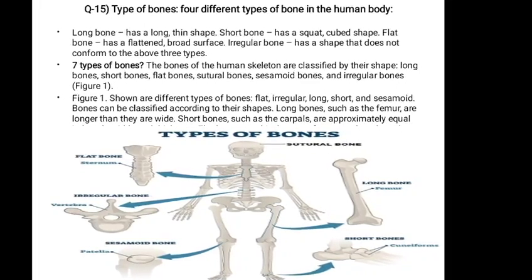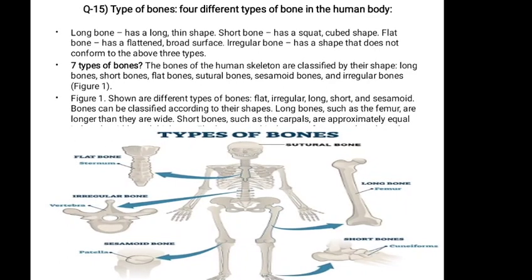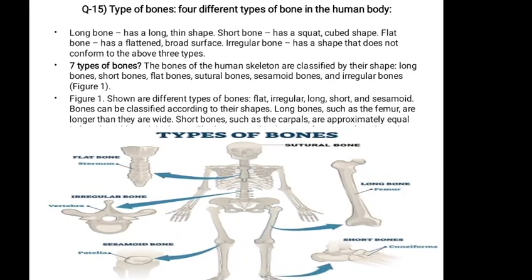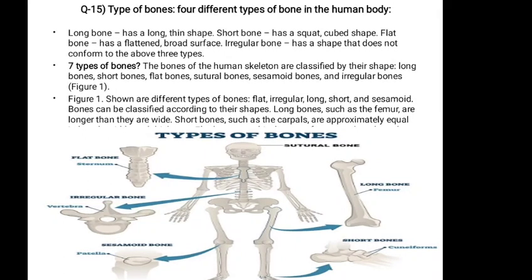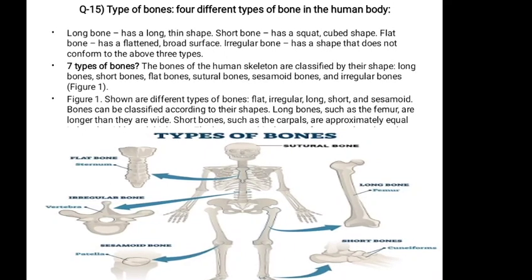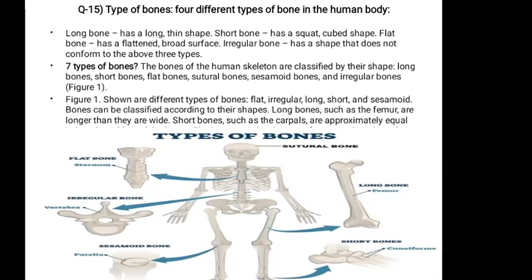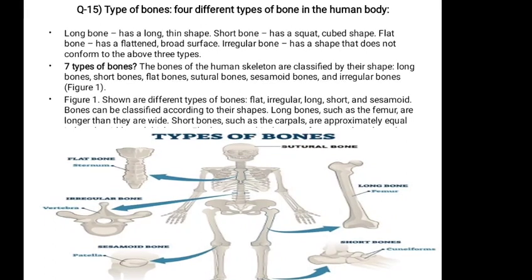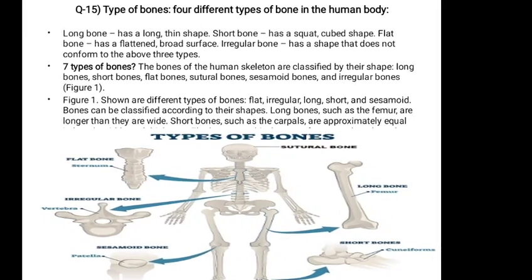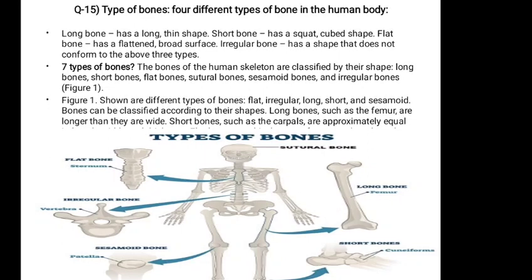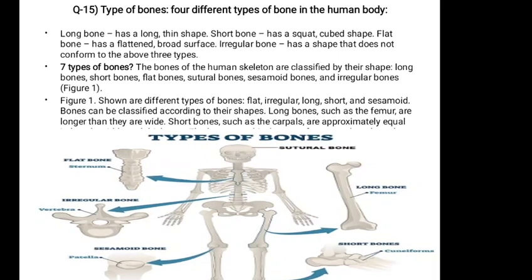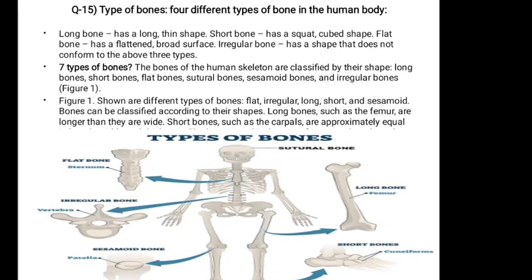Again, here diagram is also there. Types of bone: sutural bone, long bone, short bone, sesamoid bone, irregular bone, and flat bone. You have to draw the diagram.